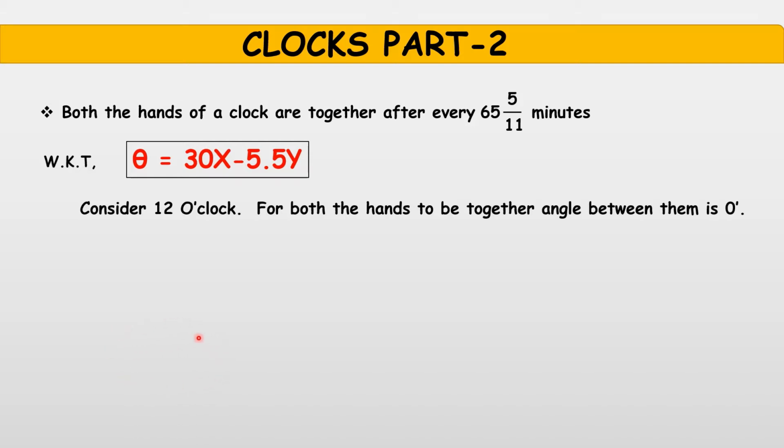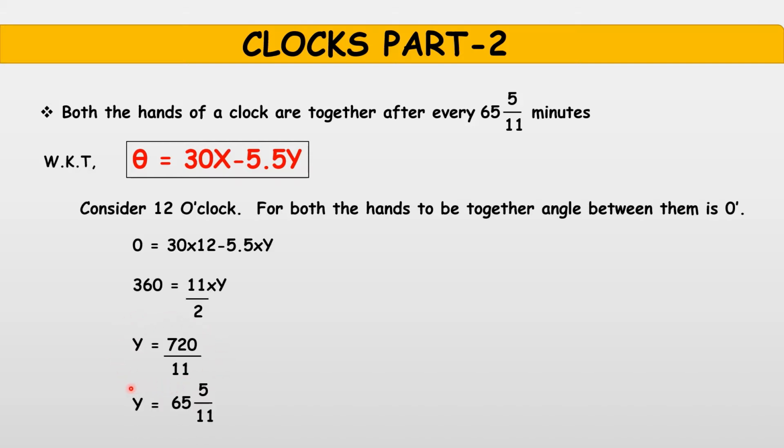Consider 12 o'clock as your base clock. For both hands to be together, the angle between them is 0 degrees. So putting theta equals 0 and time x equals 12, we need to find y, the time at which they are together. After solving for y, you will get 65 5/11 minutes. So after each 65 5/11 minutes, both the hands are together.